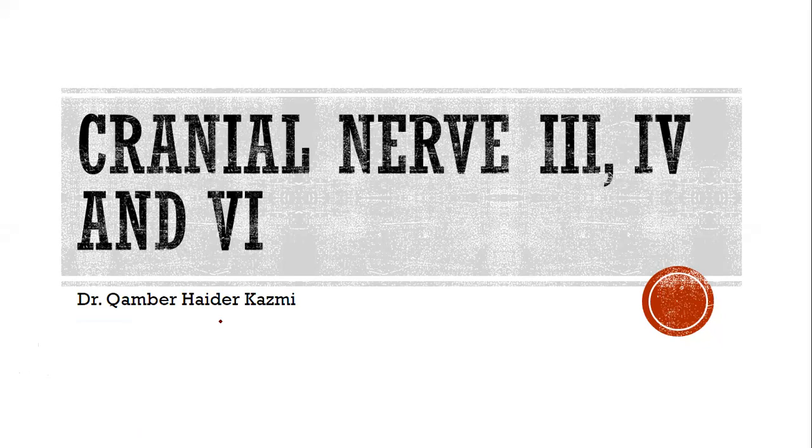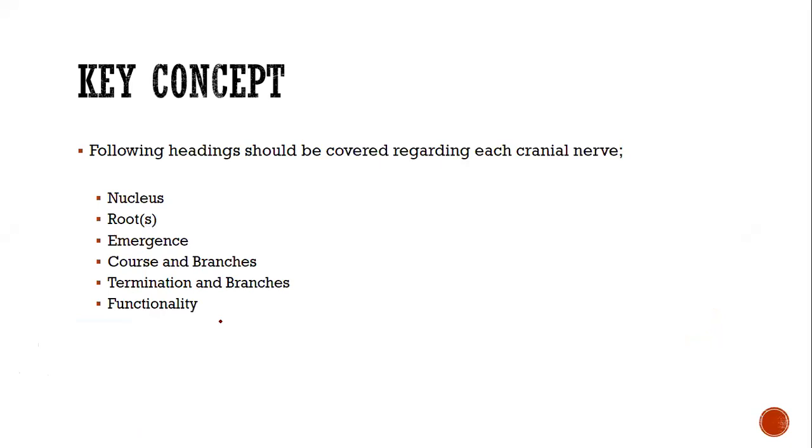As I told you in my previous lecture when I was teaching the trigeminal nerve, the key concept is that whenever you're covering any cranial nerve, you need to cover these headings, which include the nucleus, the root of that nerve, and the emergence. The emergence is basically defined as where the cranial nerve exits the central nervous system. And then you have the course. The course is further divided into the intracranial course and the extracranial course.